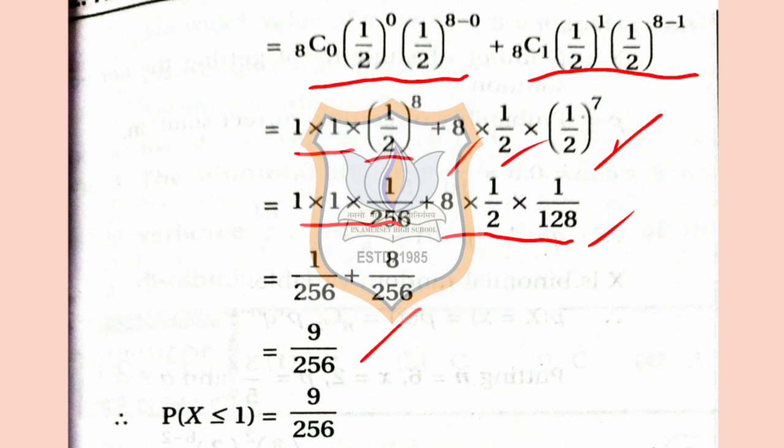So what is the required probability? That is P(x less than or equal to 1). That is 9 upon 256.